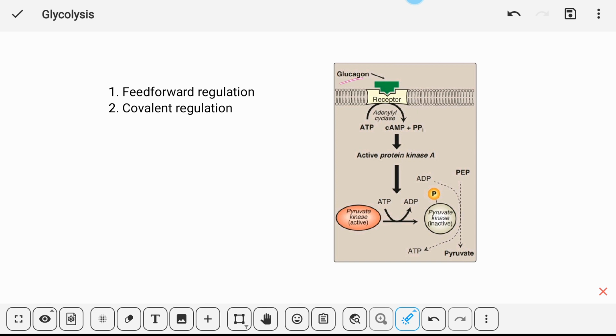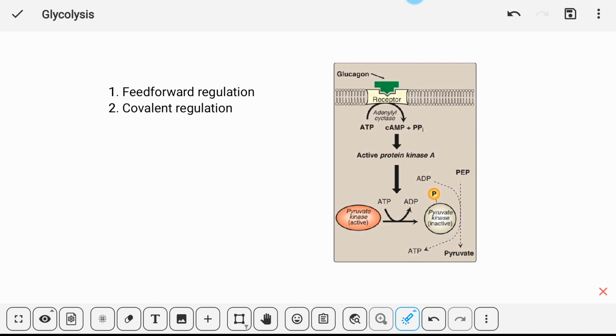So this glucagon will activate adenylyl cyclase enzyme. ATP will get converted into cyclic AMP, which will then activate protein kinase A. The main function of protein kinase A is to make some phosphorylations. It will phosphorylate an active pyruvate kinase enzyme into an inactive pyruvate kinase enzyme. ATP will donate a phosphate group to pyruvate kinase and it will become inactive. So now the conversion of phosphoenol pyruvate into pyruvate will not occur. This is how high levels of glucagon regulate the enzyme pyruvate kinase.